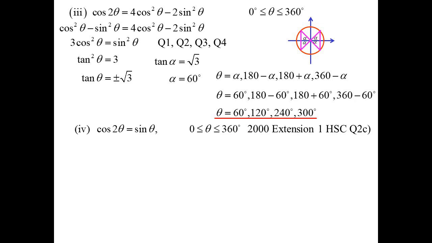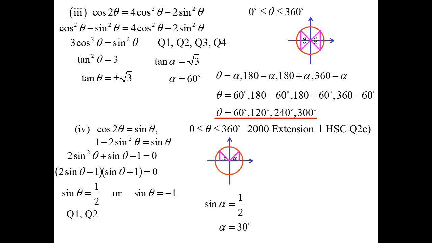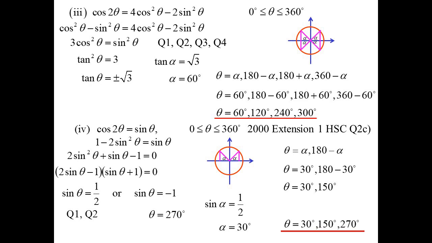All right, let's grab one from a past HSC. Ooh, quite old. Cos 2 theta is sine theta. Well, this time I'll use the 1 minus 2 sine squared. Make them all sines. And we have our quadratic. Factorizes nicely. So sines are half or sines -1. So a half gives us the answers of, there we go, 30 and 150. Sine theta equals -1 is a boundary value. So I know that one's just 270. Write my final answer down. There's my 3 possibilities. 30, 150, 270.